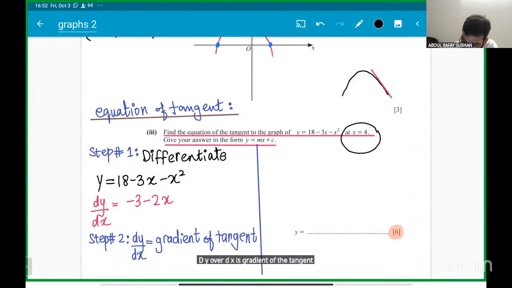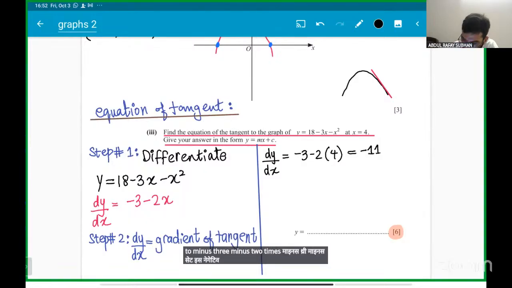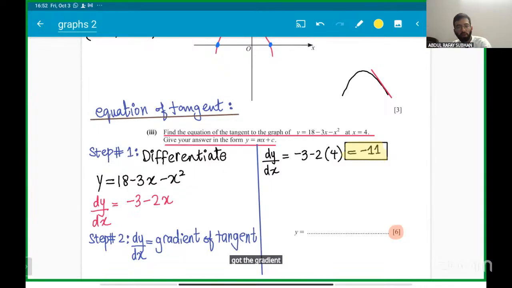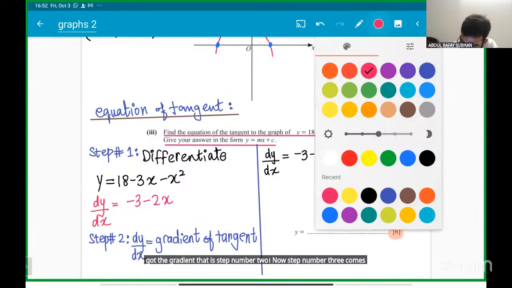So wherever x equals 4 is written, just substitute it in the gradient. We got it, sir. dy over dx equals minus 3 minus 2 times 4. We will get the gradient. Minus 3 minus 8 is negative 11. Does everyone understand? dy over dx is also the gradient of the tangent. So students need to understand we have got the gradient. That is step number 2. Now, step number 3 comes in, in the blue color.